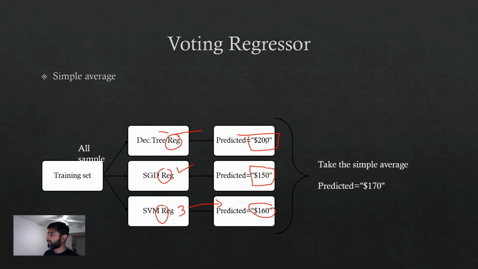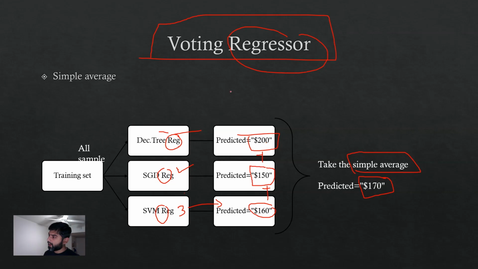Now we take a simple average, 200 plus 150 plus 160. Your predicted average based on three different machine learning algorithms comes out to be $170,000. That's a simple average. That's the voting regressor. So you are using regressors and doing a simple average: add 200 plus 150 plus 160, divide by 3. So that's simple voting, everybody getting equal votes, and that's the voting regressor algorithm.